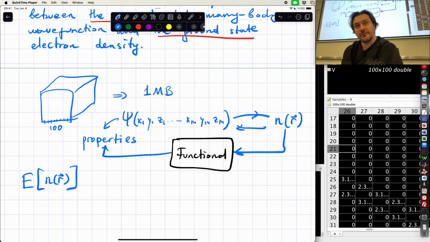If we knew this functional, then life would be super easy. We would easily calculate electronic structure and whatnot. But we don't. We don't know this functional, okay? And this is only the start of the density functional theory. This just tells you that there's hope, okay?